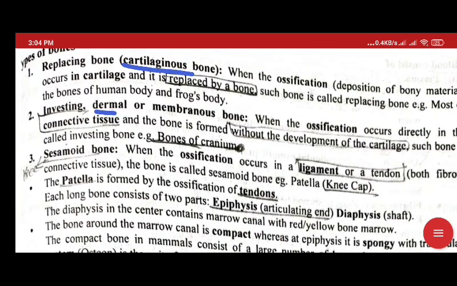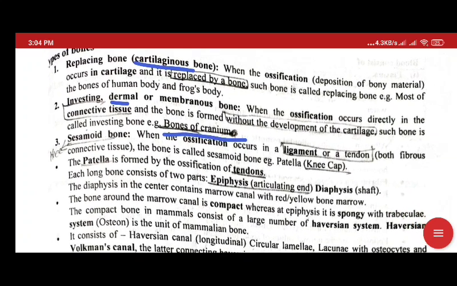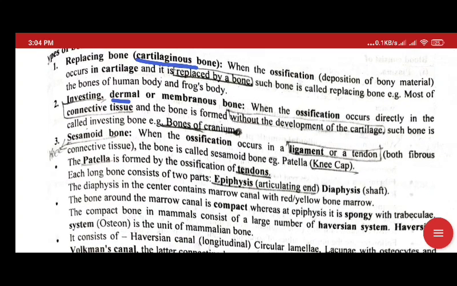Now example, that is cranium. In our head, the cranium, the skull bone, that is made of what? Skin and calcium deposited, ossification, so it is called what? Investing dermal bone.